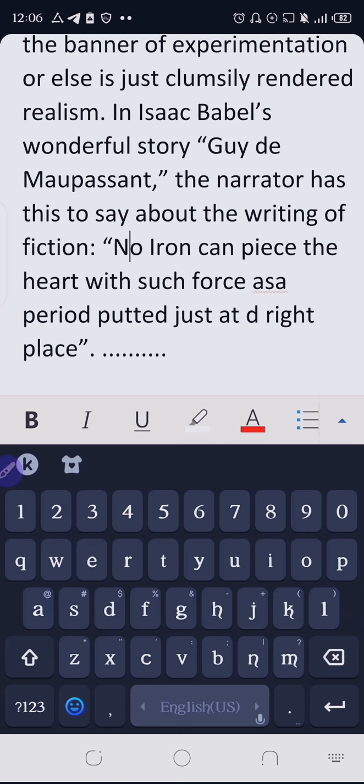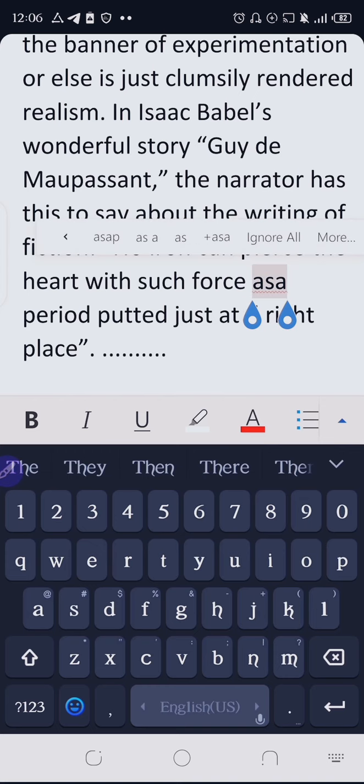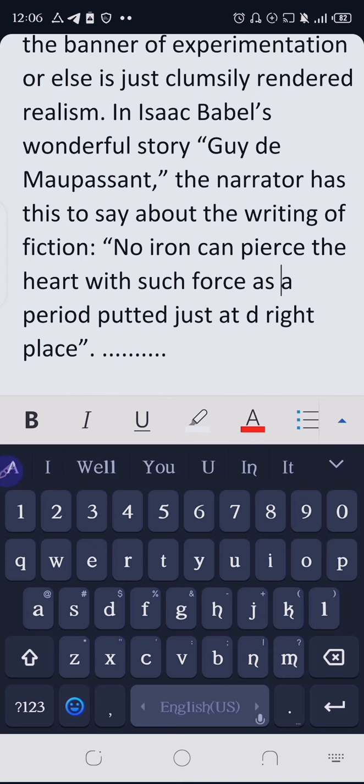Also, initial capital N, no iron, initial capital I. No, let's get that out because it's inappropriate. Let's fix the lowercase i there. No iron can pierce the heart with such force. Can pierce. This must be pierce, right? No iron can pierce the heart with such force. As a period.